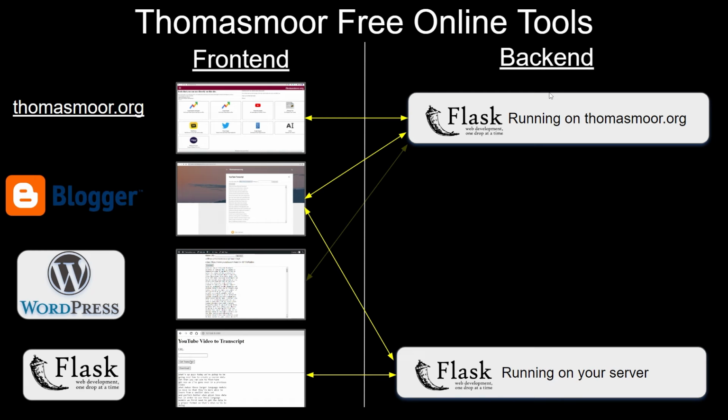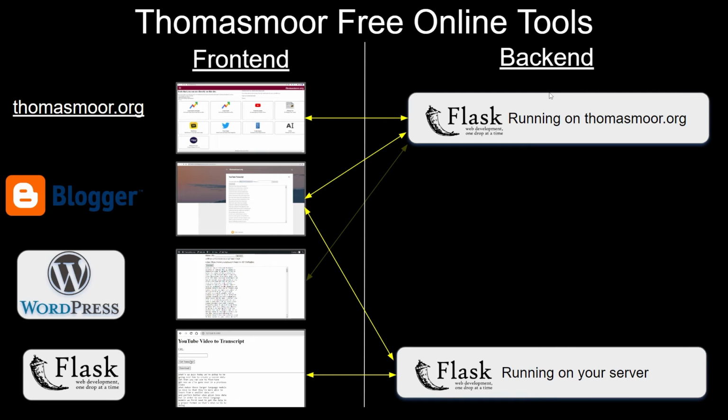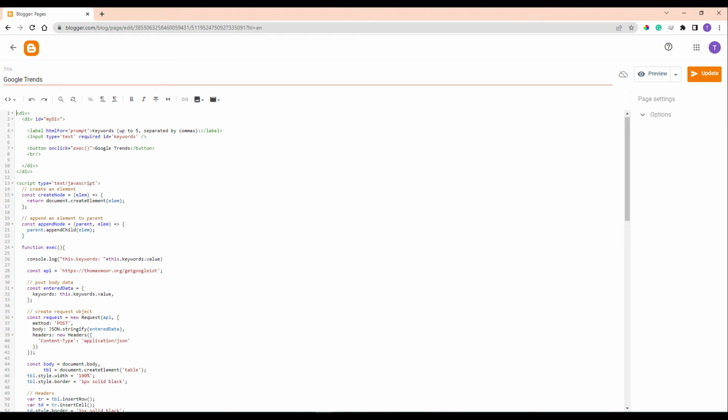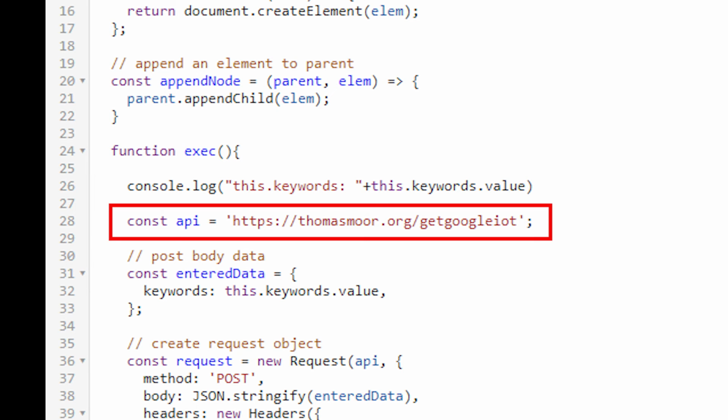This tool uses a backend API that runs on my server at thomasmore.org. You can install your own backend, as I will explain next in this video. You can then point this page to your own API server by changing the variable API.